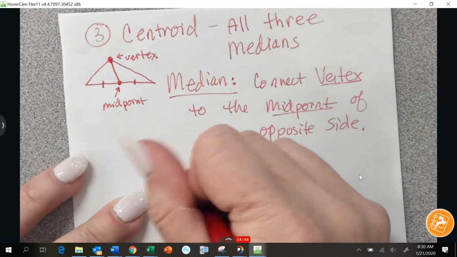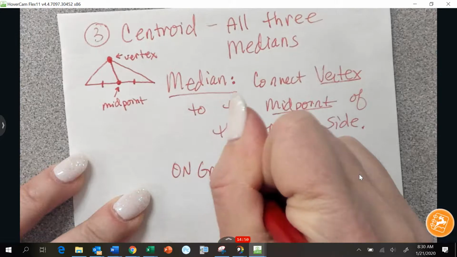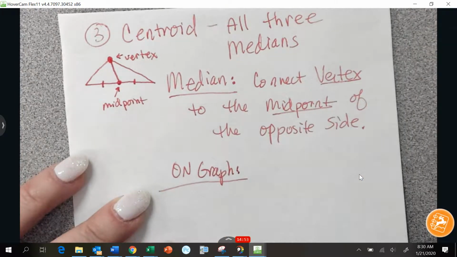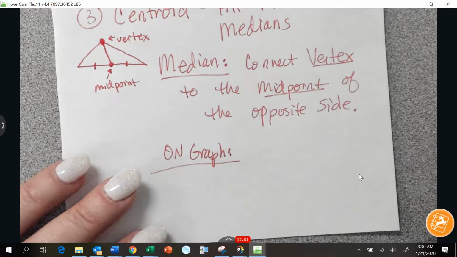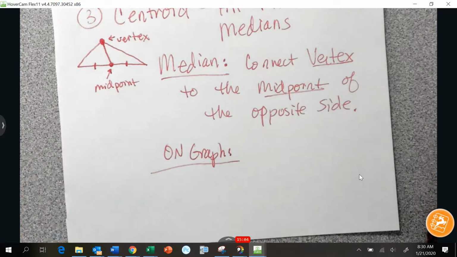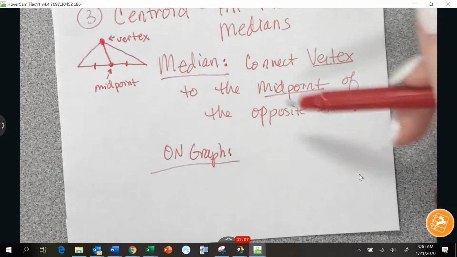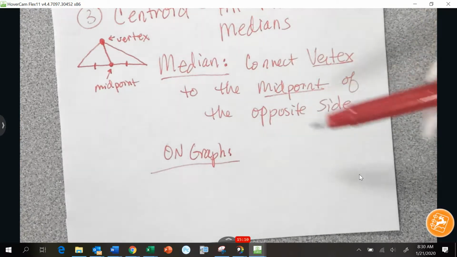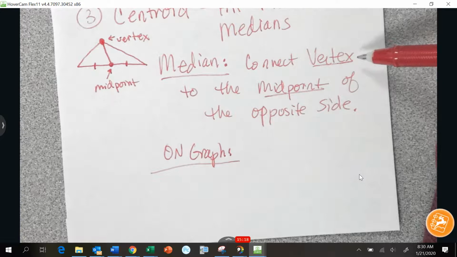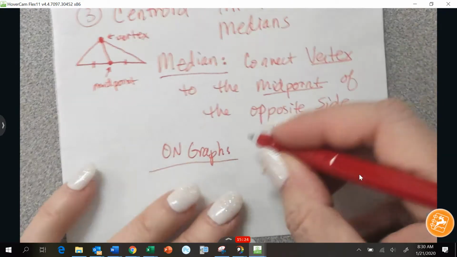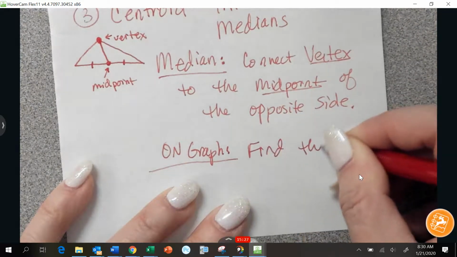So on the graph, what information do I need to find? When we have an ordered pair, what information do I need to find for median? Emily, if I have this on a graph, what information do I need to find? I'll give you a hint. The vertices will be given to you. So what do you still have to find on the graph? You have to find the midpoint.